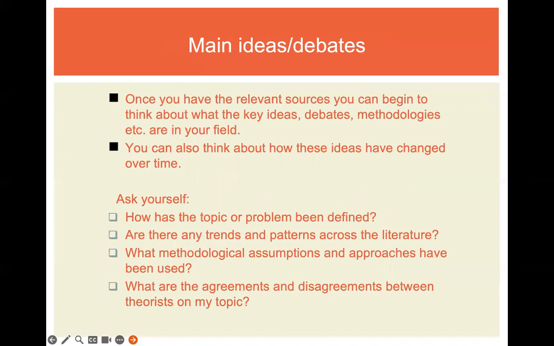Once you have the relevant sources, you can now begin to think about what the key ideas, debates, methodologies are in the field. You can also think about how these ideas have changed over time. So debates are very important, especially in academic writing, as the entire thesis rests or banks on a singular argument that you are trying to prove. Yes, the general statement of the problem for thesis papers is the thesis statement. And it is that thesis statement that we divide into specific questions in the hope that when the specific questions are answered, so is the thesis statement.